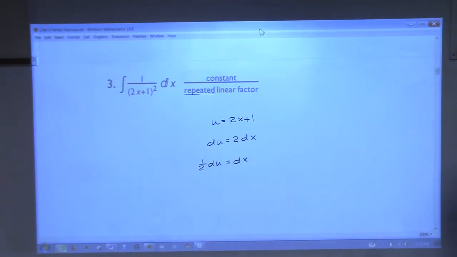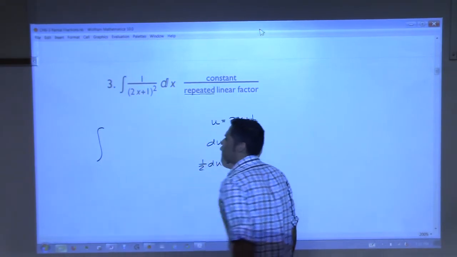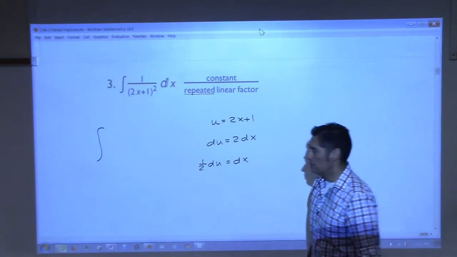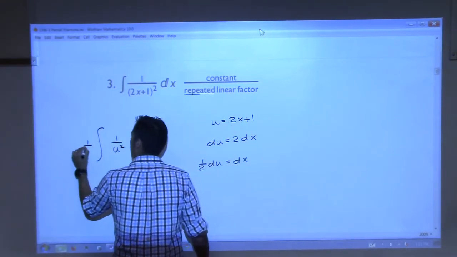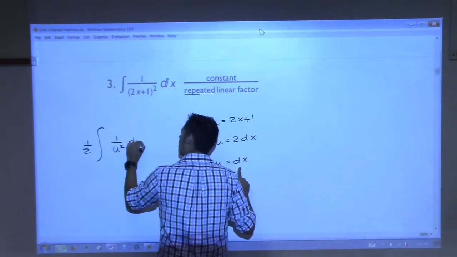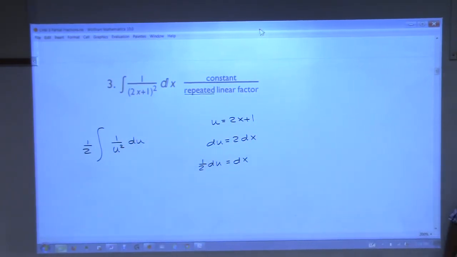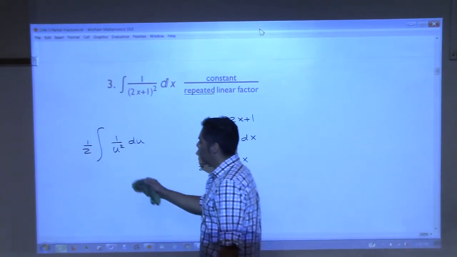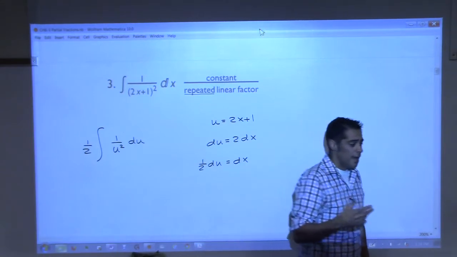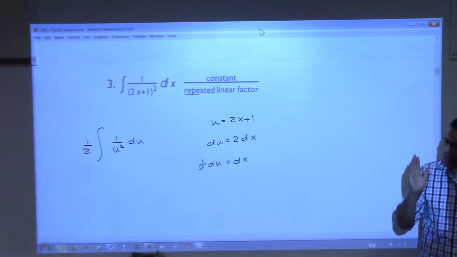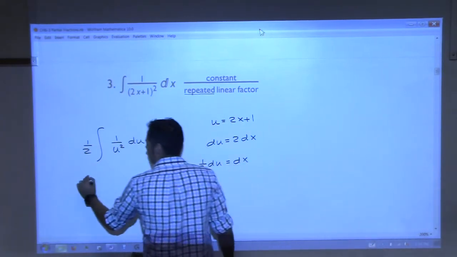And then what would that integral become? 1 over u squared, and then 1/2 outside, and then du. And that's the same as u to the negative 2, isn't it? So I'm going to have to use power rule. Look, it happens a lot. People will take the antiderivative of that and they'll say natural log. Okay? It's only when it's 1 over u, right? Not 1 over u squared. So this one we have to use power rule.